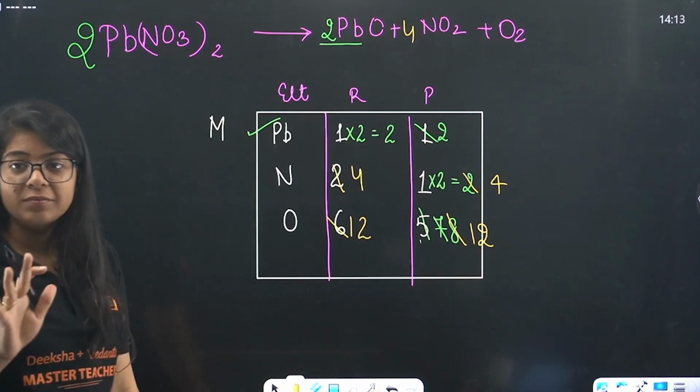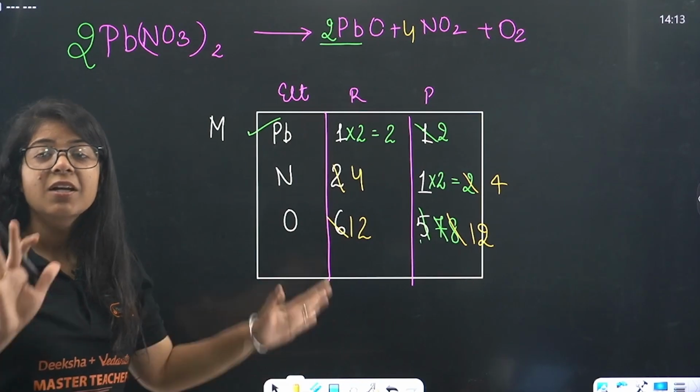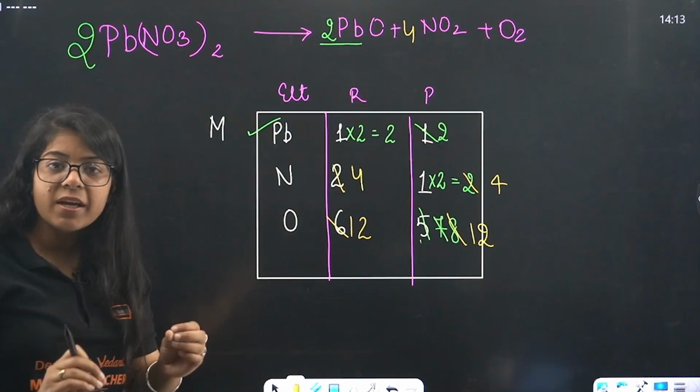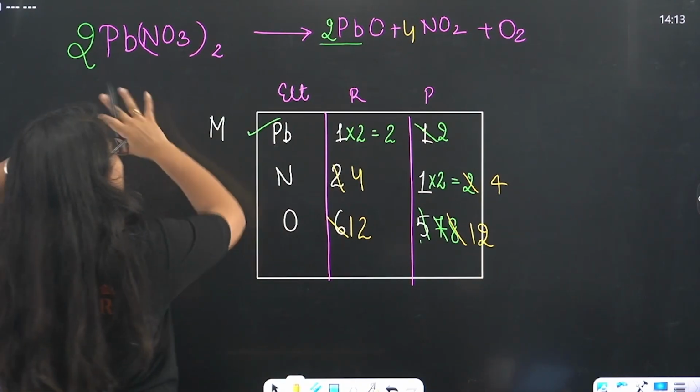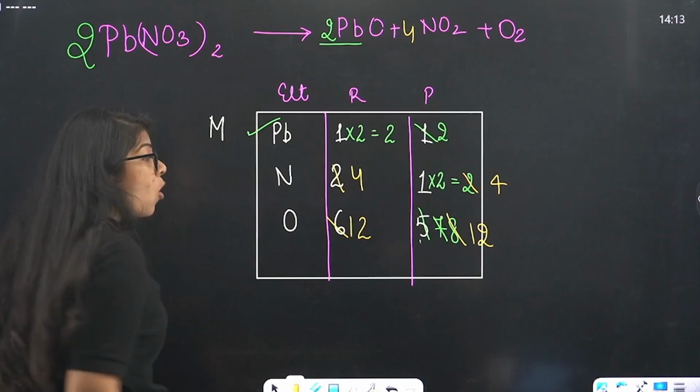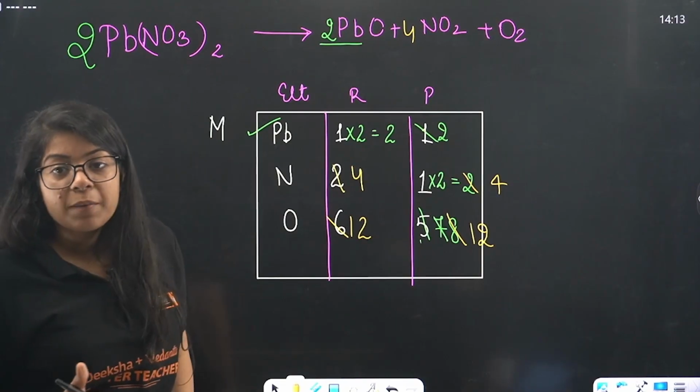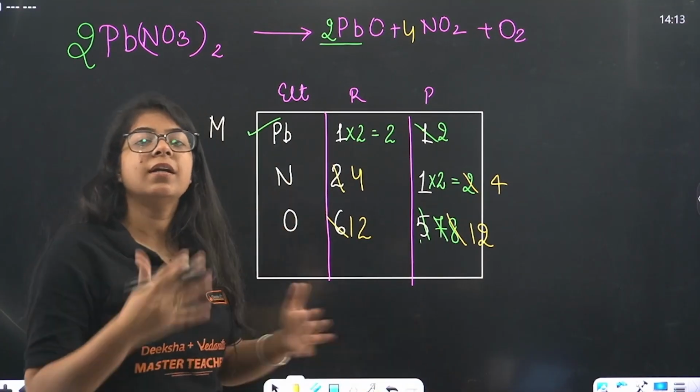Understood? I know it's a little bit difficult. Just go through it again. Listen to this again and it will be fine. You just balanced everything, but you realize there is an odd number. Whenever there is an odd number, we circle back to the hit and trial method.